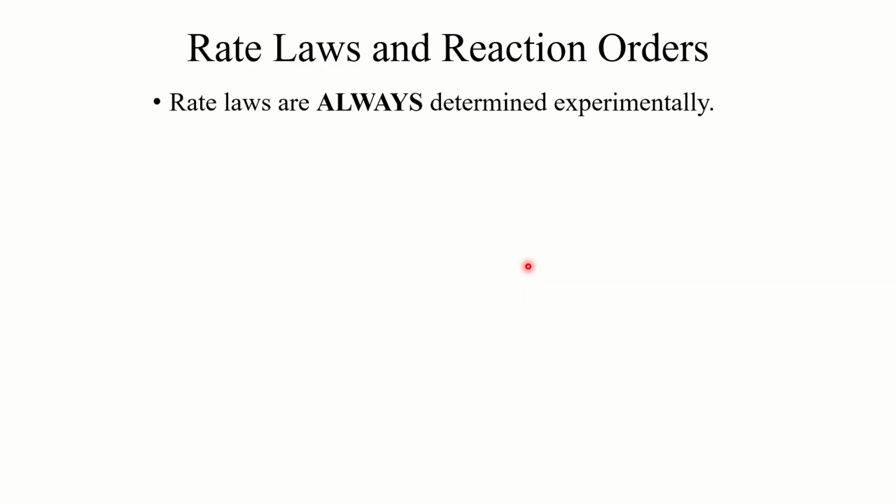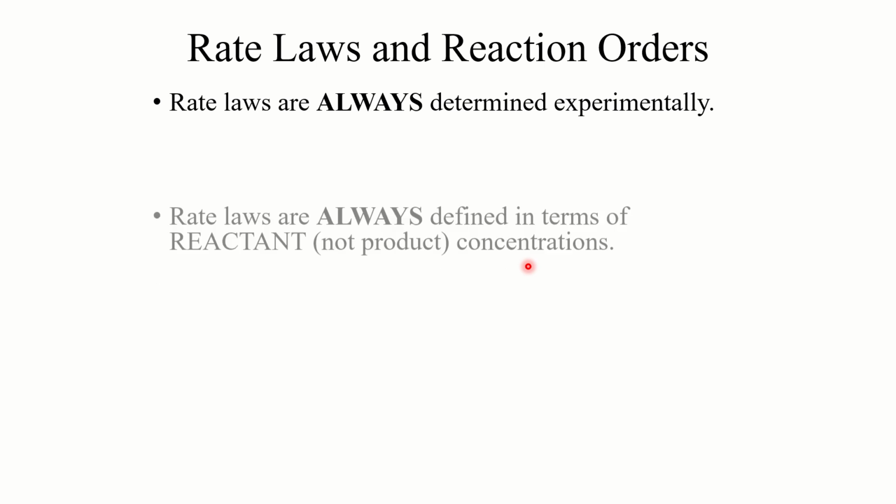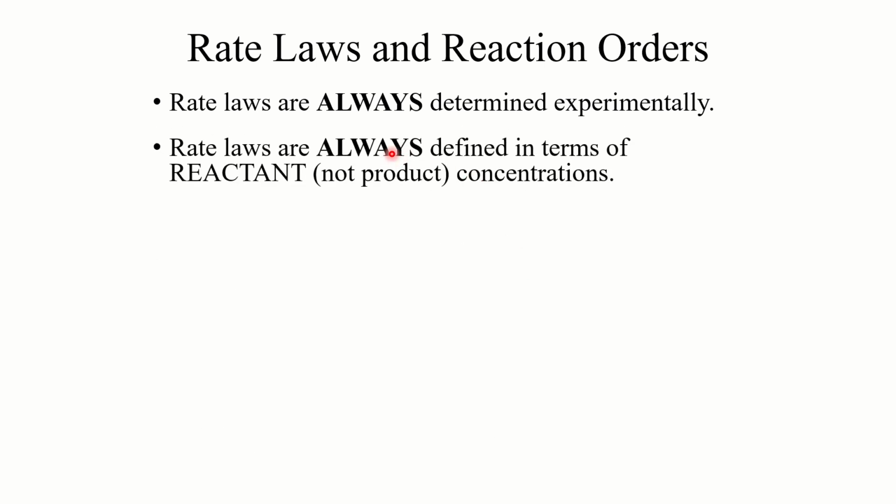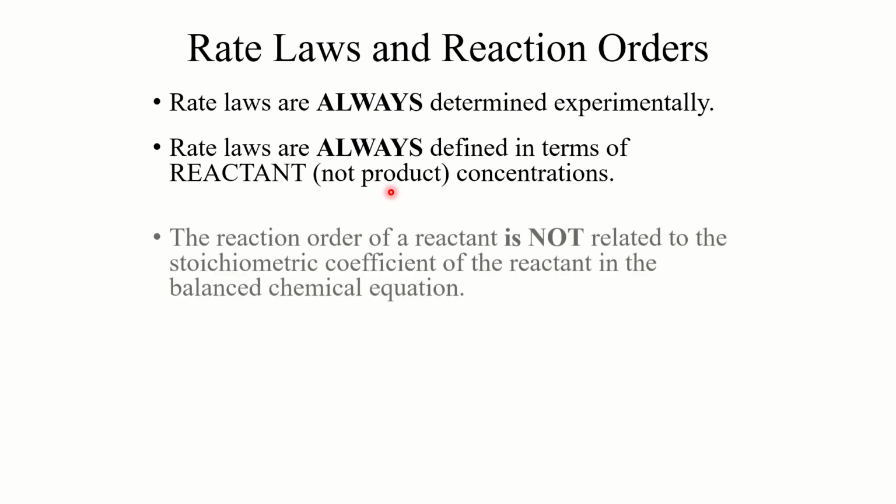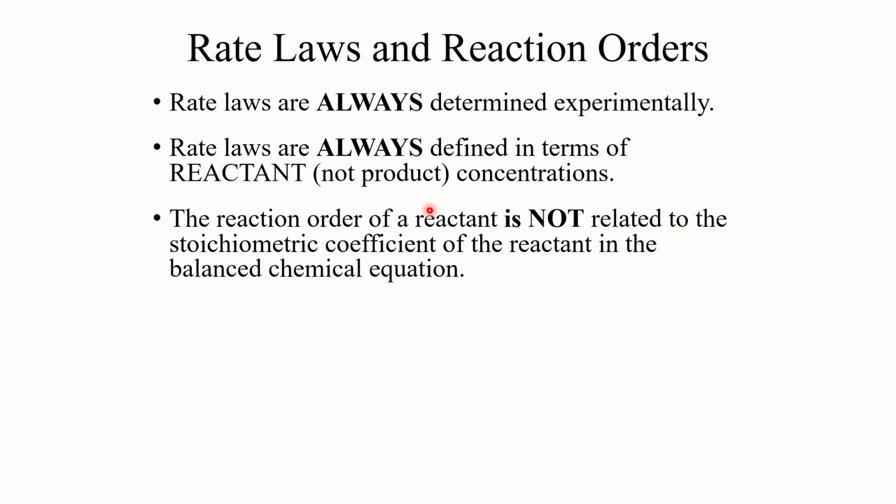Now, rate laws are always determined experimentally. They are always defined in terms of the reactant, not product concentrations. The reaction order of a reactant is not related to the stoichiometric coefficient of the reactant in the balanced chemical equation. So it's important to note here that reaction order and relative rates are two different things.